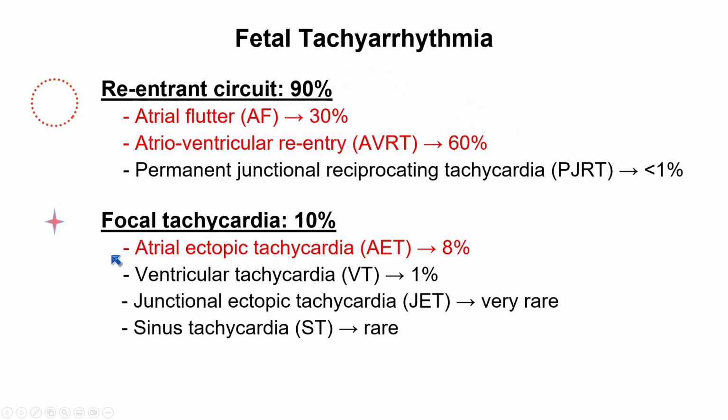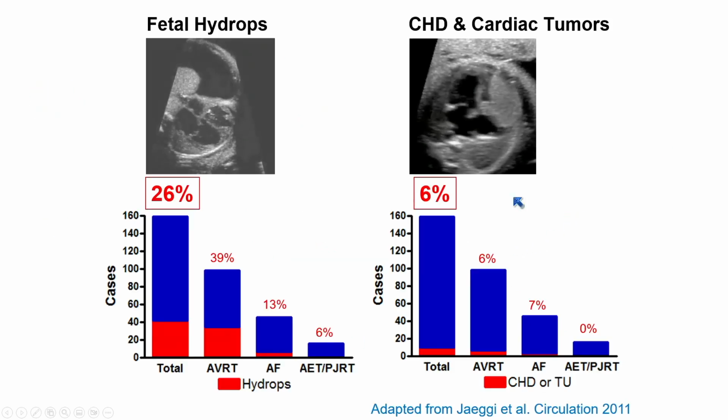But again, talking about ectopy, focal tachycardia, where you have an ectopic focus that fires faster than normal, can be a mechanism of a fast heartbeat, and it's most commonly what we call atrial ectopic tachycardia. So electrical cells that fire faster than the normal sinus beat and take over, and they account for about 8%. The other ones are relatively rare, and I will not talk too much about this.